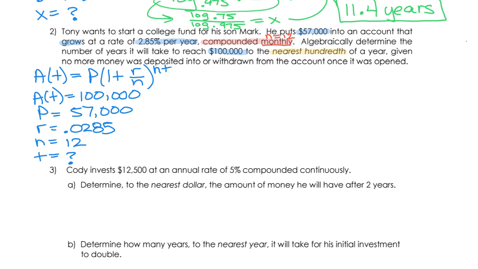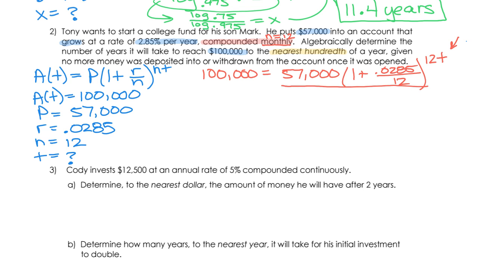All right, let's go ahead and substitute in. So this is 100,000 equal to 57,000 in parentheses is 1 plus 0.0285 divided by 12 raised to the 12 times t, which is just 12t. Again, we're solving for an exponent. We need logs. But in order to use logs, we need our 3 items, our base, our exponent, and our number.